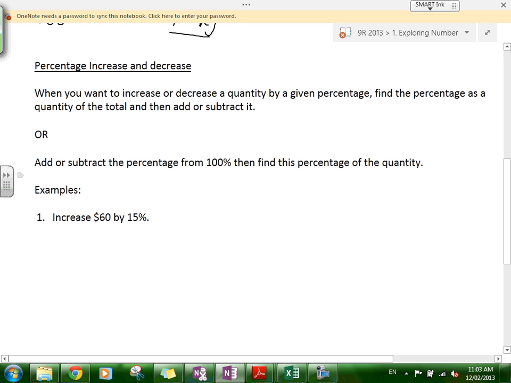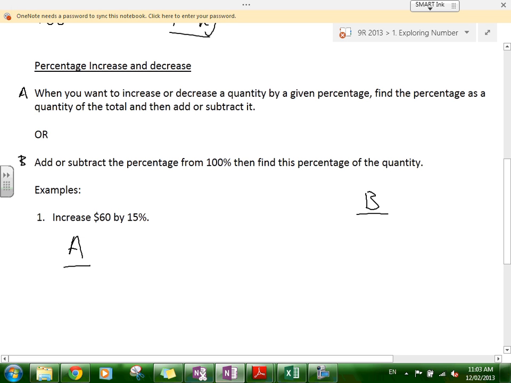Okay, so there's the example. I'll do two methods, A and B, together. So let's call this one A and this one B. A is: increase $60 by 15%. That's the first thing that we're asked to do.